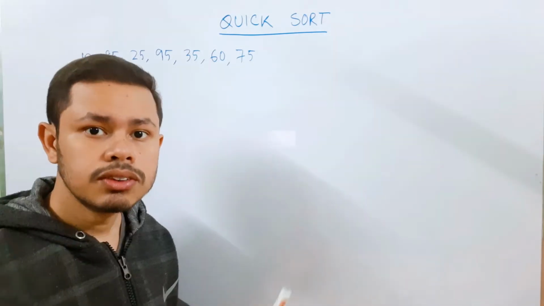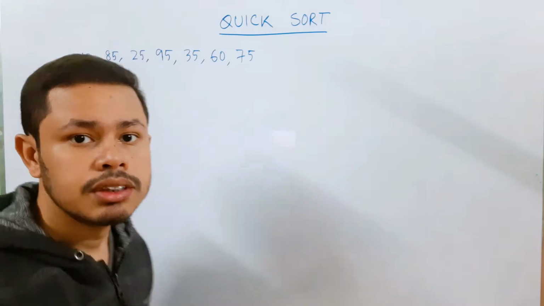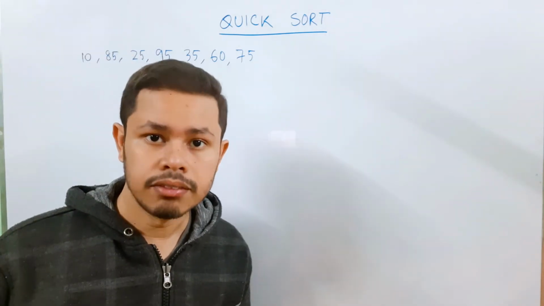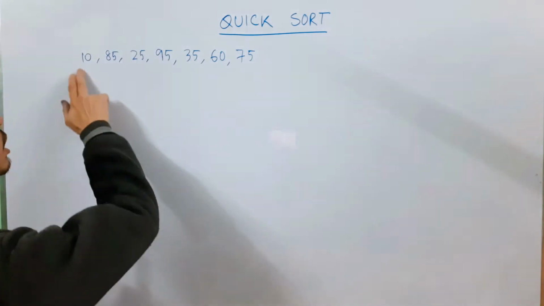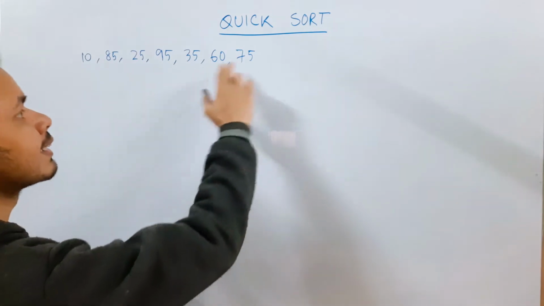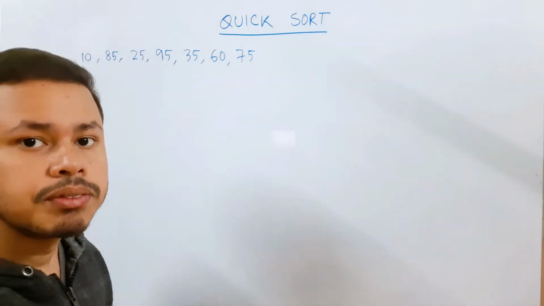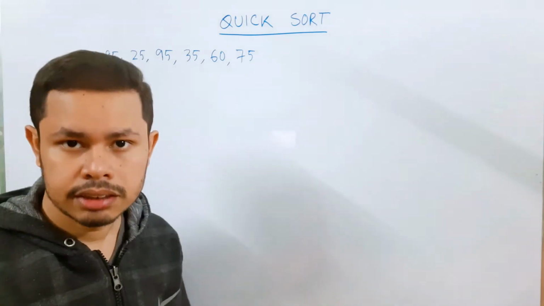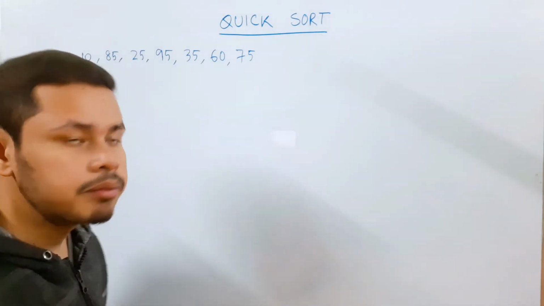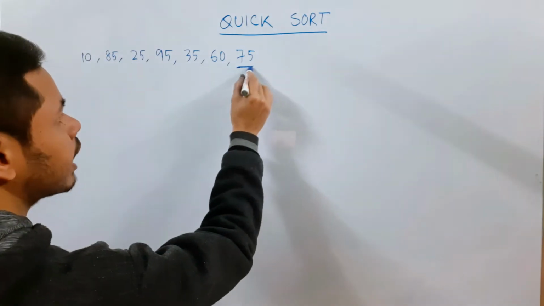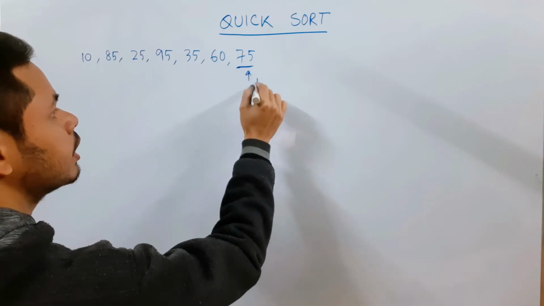So first we need to find a pivot element. There are a lot of techniques to find a pivot element. We can either take the first element as a pivot, or take the last element as a pivot, or take some middle element as a pivot, or take some random element as a pivot. For better understanding, I'm taking the last element as pivot. Let's call it P.